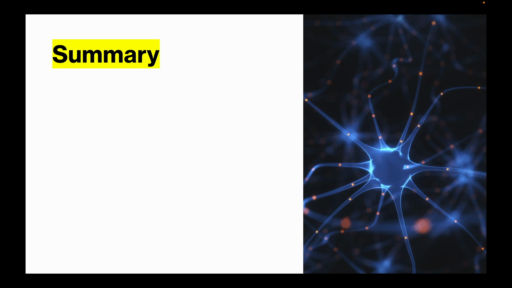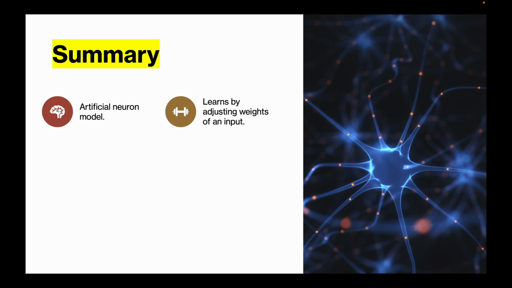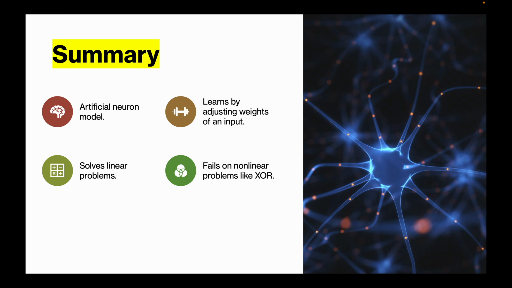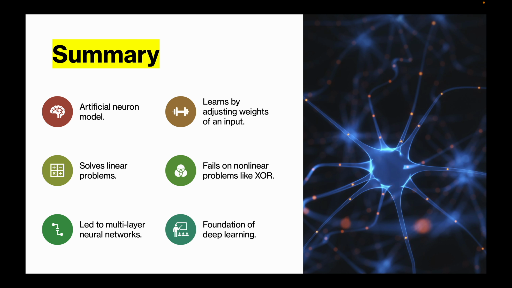Summary. Okay, this much for perceptron. We understand that the perceptron is an artificial neural model. It learns by adjusting the weights of an input. It solves linear problems, and it fails on non-linear problems like XOR. It led to multi-layer neural networks. Hence, it became the foundation of deep learning.